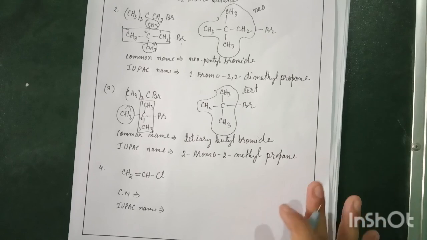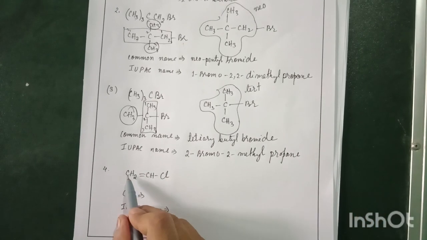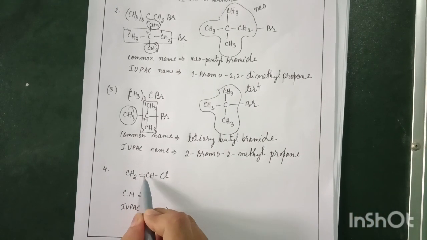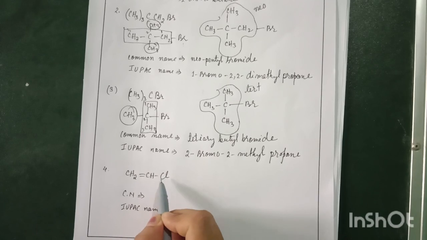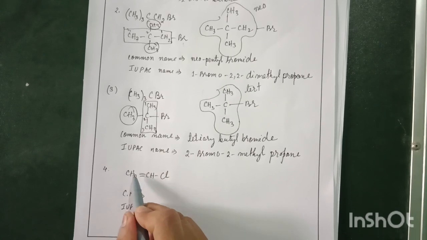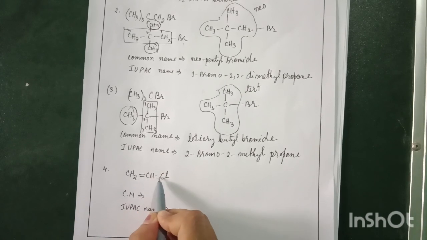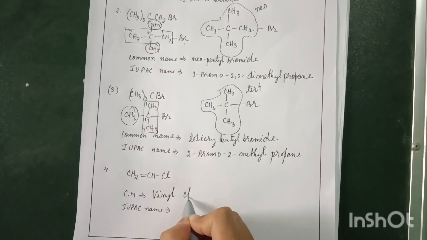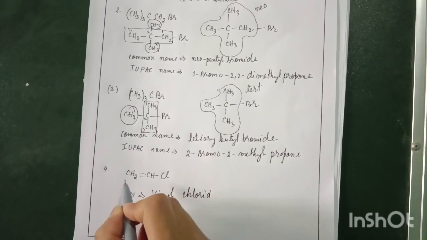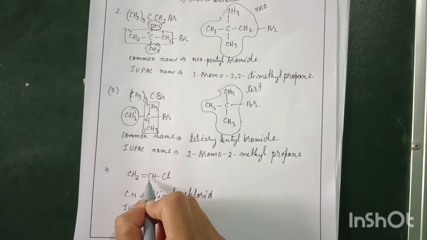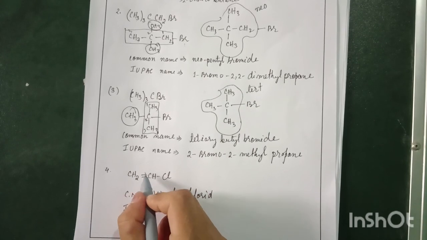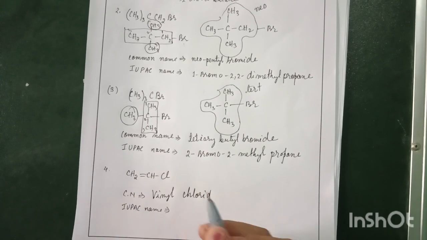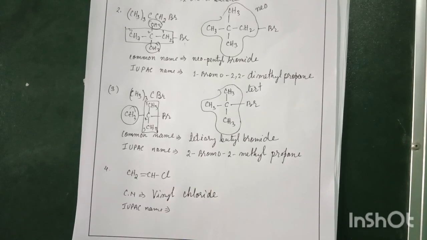Now let us go to the next one again. So how many carbons are here? CH2 double bond CH, then Cl. Whenever Cl is attached to CH2 double bonded CH, this is called your vinyl. So vinyl chloride. CH2 double bonded CH. This Cl is attached to a double bonded carbon. It has only 2 carbons in the chain, so it is called vinyl chloride. You have to learn it.